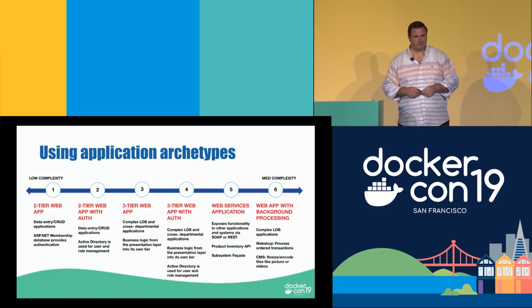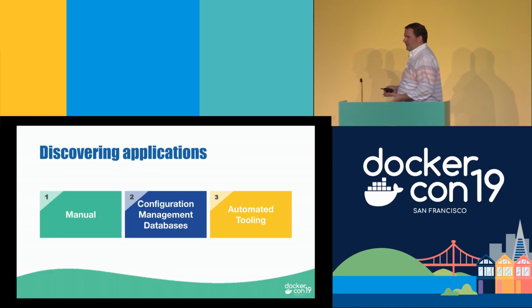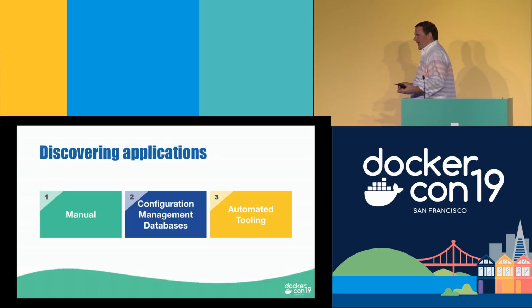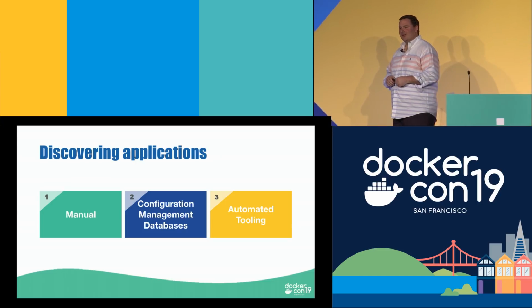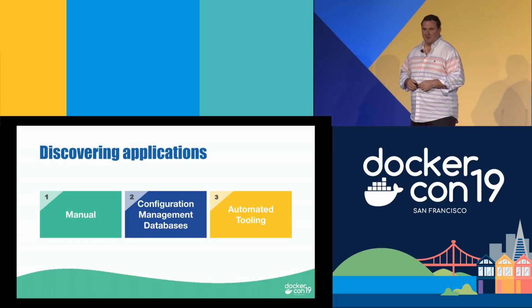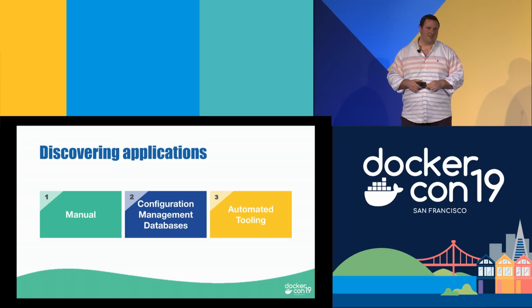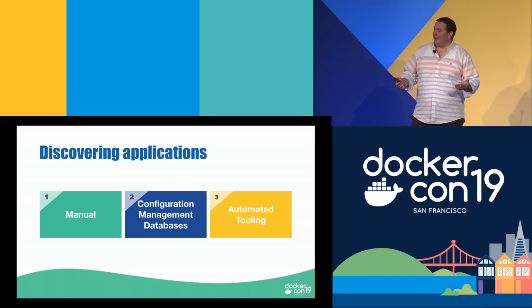So when it comes to actually doing the discovery process, we've seen several different options that have worked to varying degrees. The easiest one is manual. Somebody fires up a spreadsheet, you start opening up remote desktop sessions and SSH sessions, and just start spelunking around your data center. It's not the most efficient, but hey, it gets the job done.